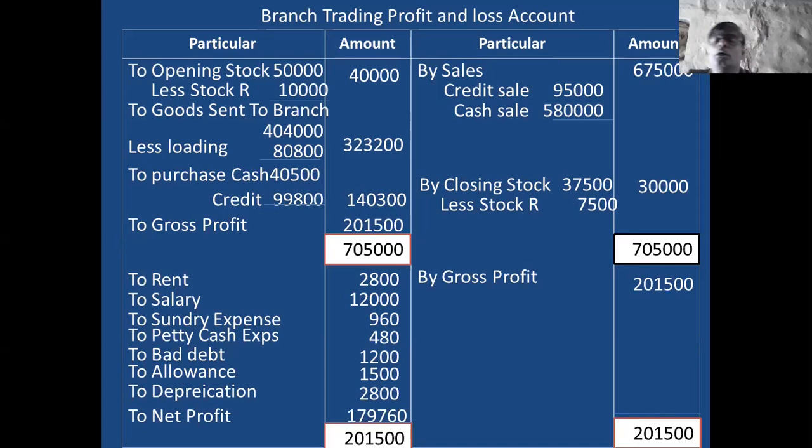Okay. And this type of problem will not come for your examination, but it is my duty to solve all types of problems. That's why I solved this problem. Therefore, you try to understand this problem.